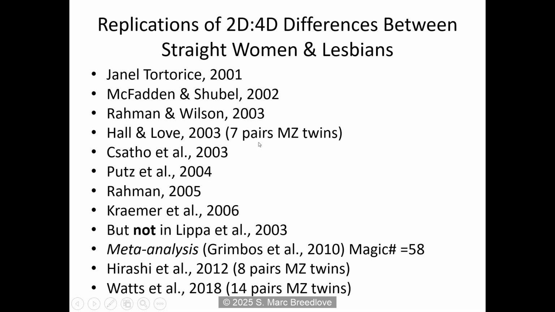My favorite was this study that had the smallest sample size, where they compared 7 pairs of monozygotic twins, women, in which one was gay and the other was straight. And lo and behold, on the right hand, the lesbian twin had a more masculine digit ratio than her straight twin. Two questions. What does butch mean?